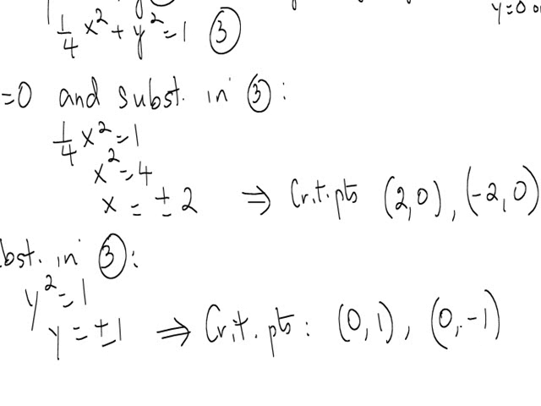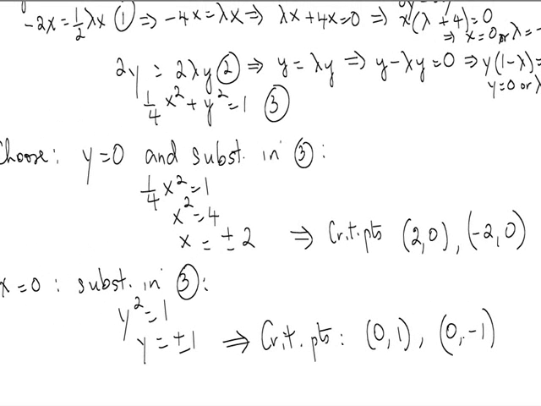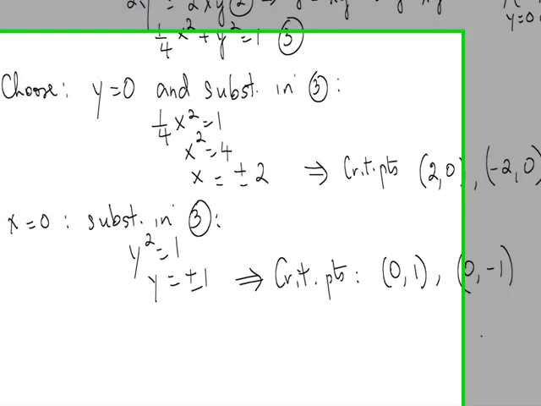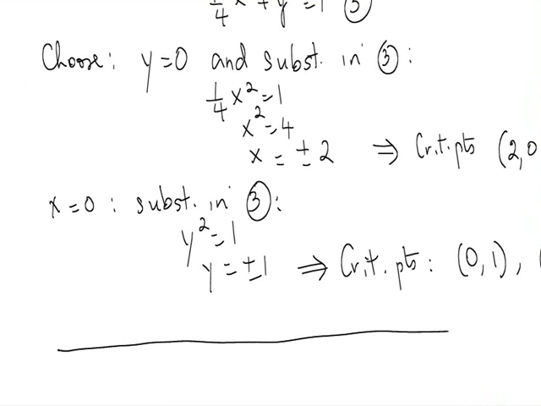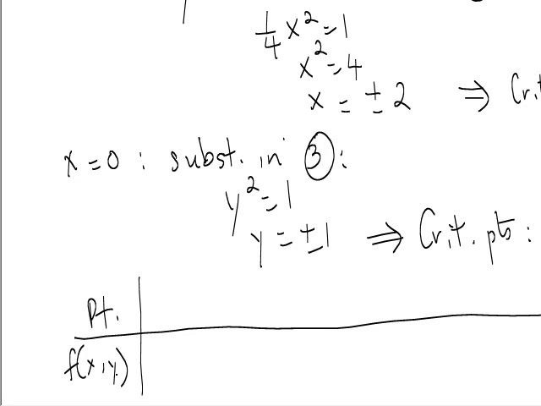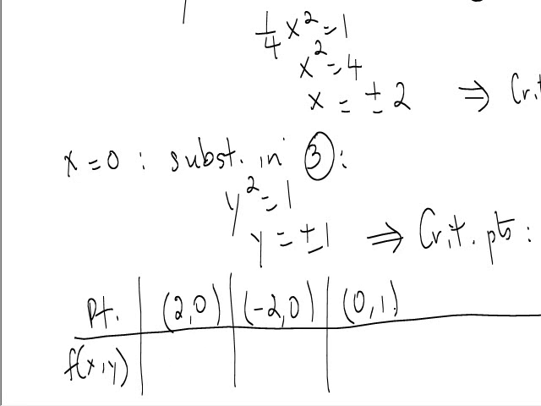What now? Plug in the values. Very good. So you need to draw up your little table and find the value of f at each of these points. 2, 0, minus 2, 0. Zero, that's a very good point.